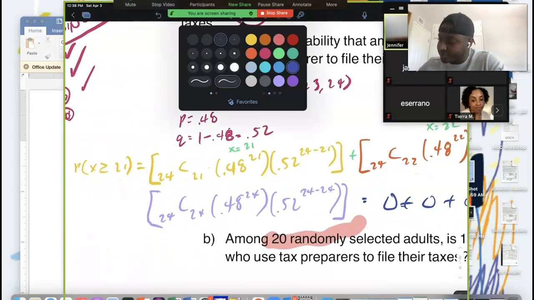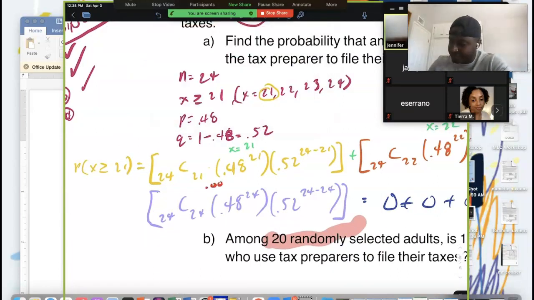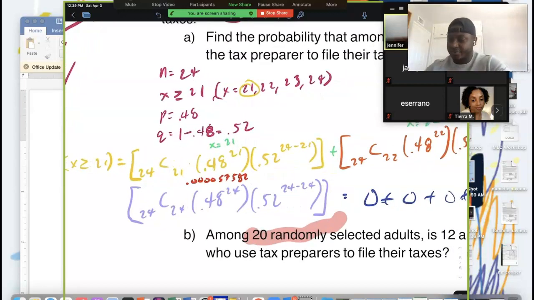I'm just gonna write it right below. I'll write it in red so it'll look different. The first one gives me 0.0000 1, 2, 3, 4, 5, 7, 5, 8, 2. All right, so all of these values are going to be really small, and then I'll do the other one.